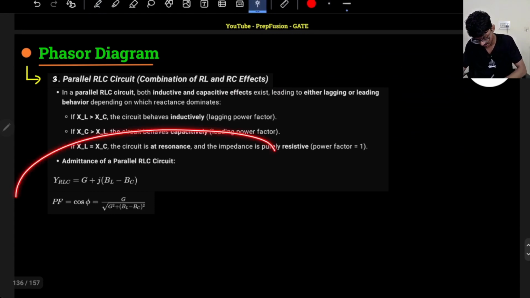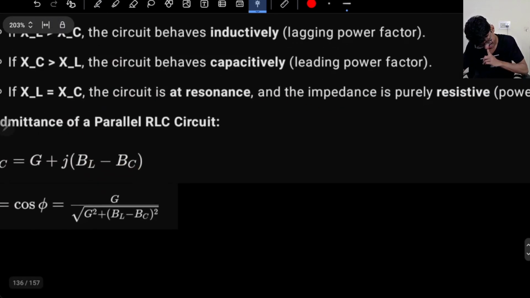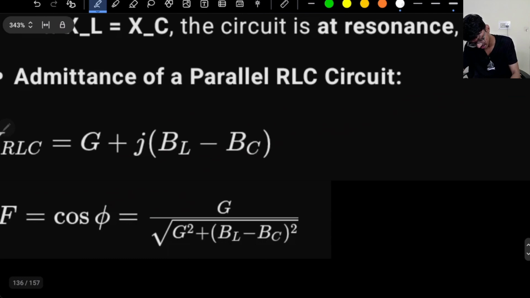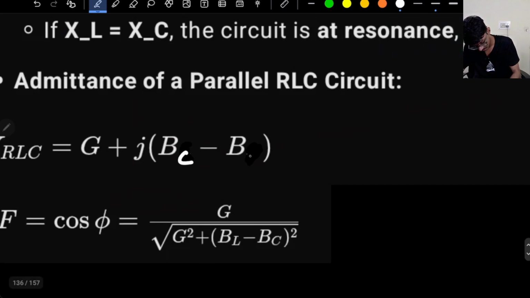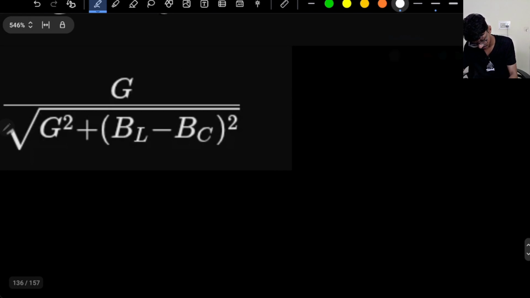I hope you have understood the basic thing, how my YRLC can be written as G, BL minus BC. Actually, this should be BC and this should be BL. Generally that's the method that we follow, because C is assumed to be positive in admittance. So from here if you want to derive, you can obviously derive the result. I have already discussed the magnitude and all those things.